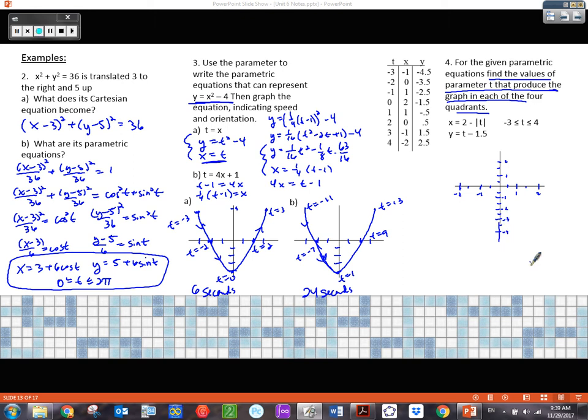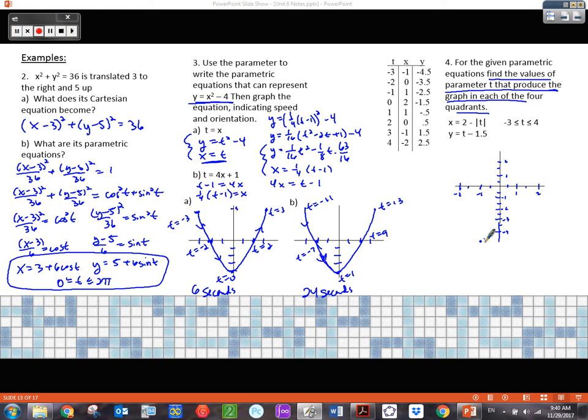Okay. So that's how I'm going to set my scale, basically go by halves. All right, so let's start with the first point here. When time is -3, we would have an x value of -1 and a y value of -4.5, so that would put us right down here.